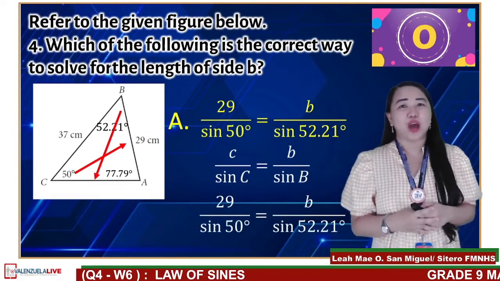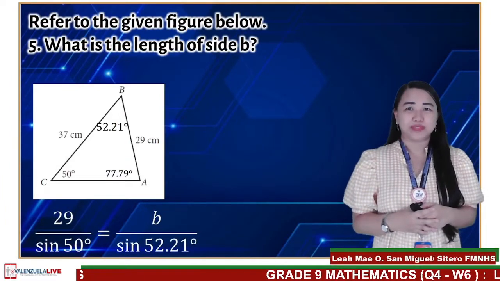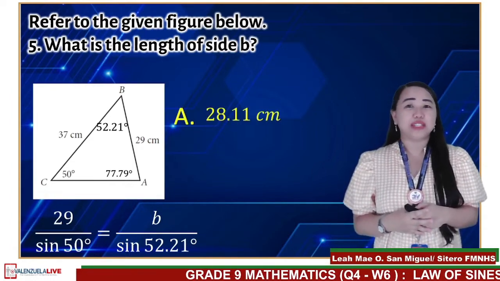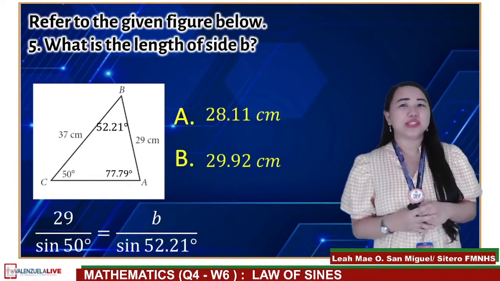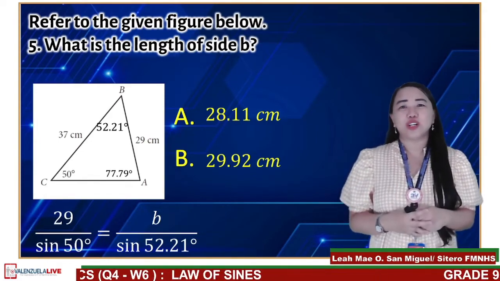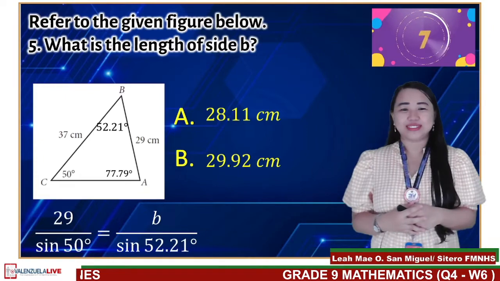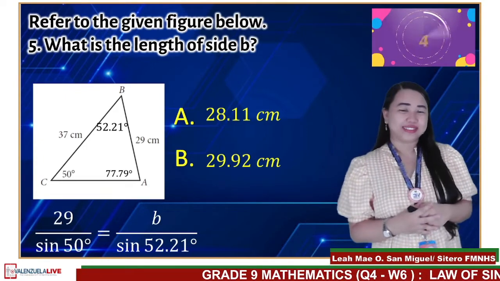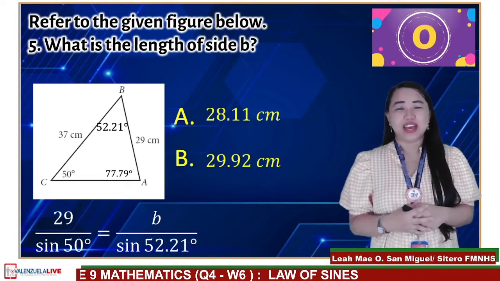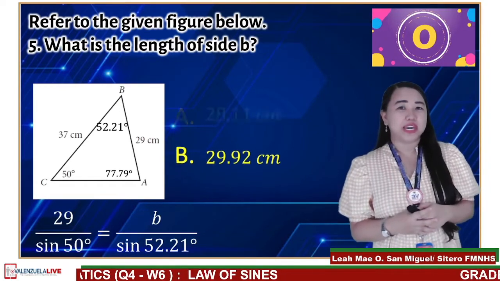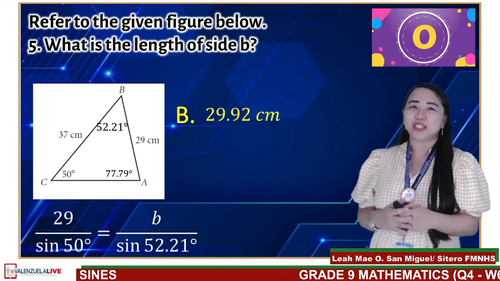For the last number, what is the length of side B? Is it A, 28.11 centimeters, or B, 29.92 centimeters? You have 10 seconds to comment your answer. Go! Time's up. If you answered B, 29.92 centimeters, then you are correct. Perfect.